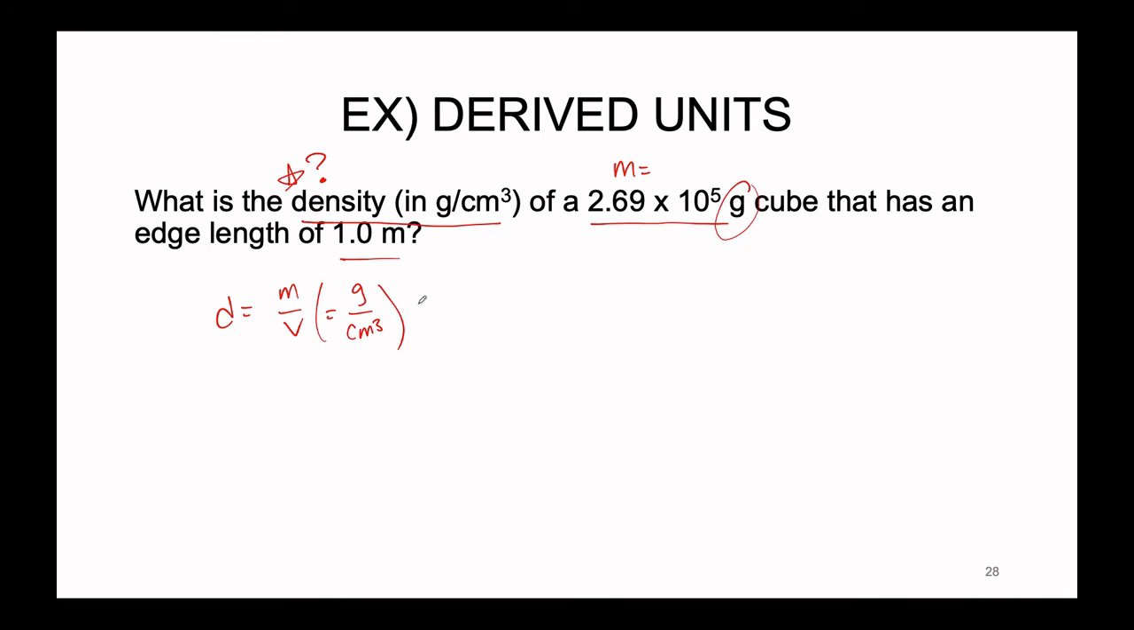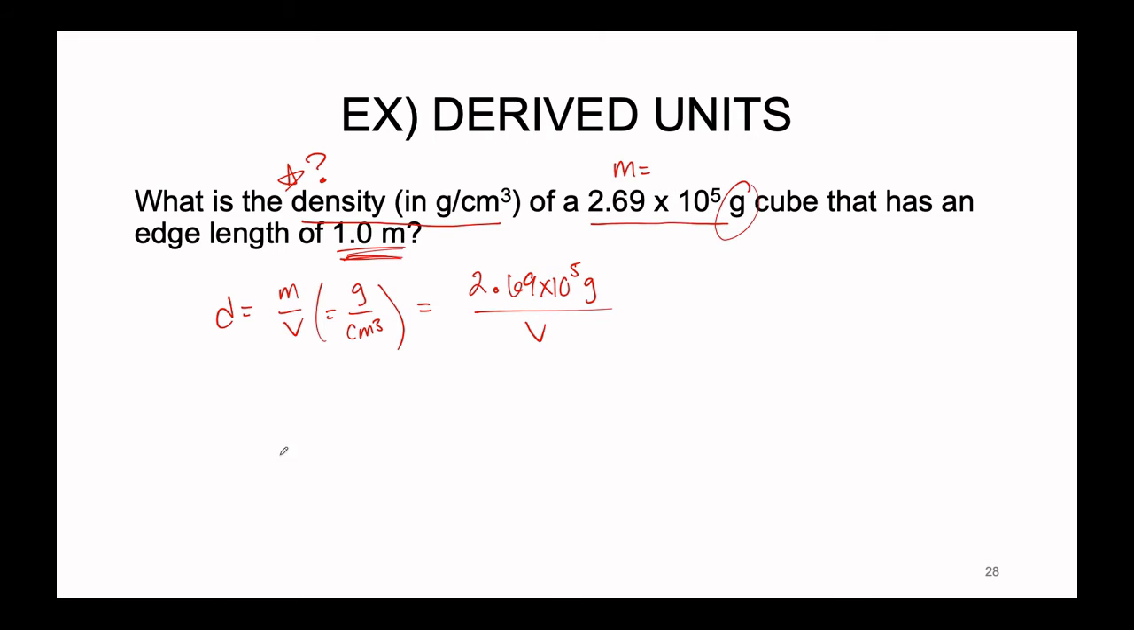So when it comes to calculating density, since our mass needs to be in grams, it's as simple as taking that mass and putting it into the numerator of this equation. So 2.69 times 10 to the 5th grams. And we need to divide this by a volume that specifically is in centimeters cubed. Well, in the wording of this problem, we're not explicitly given a volume, but we are given an edge length, and that edge length is in the unit of the meter.